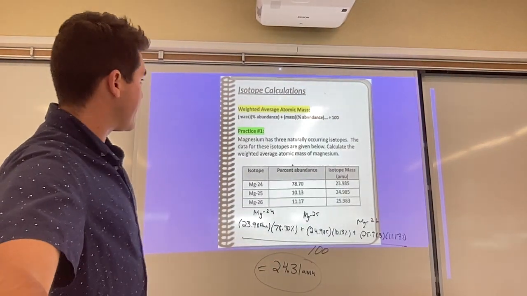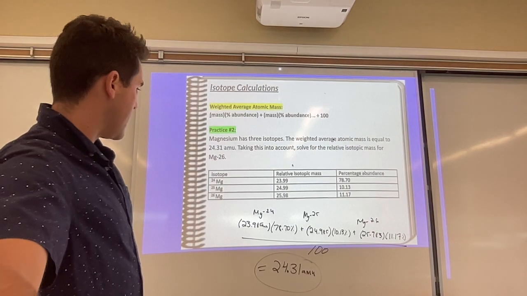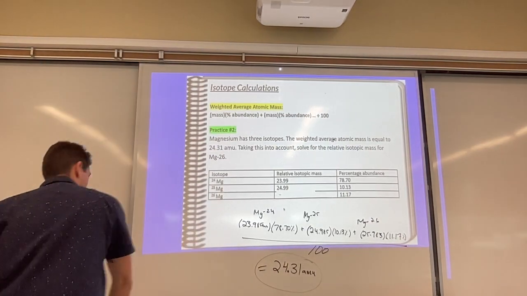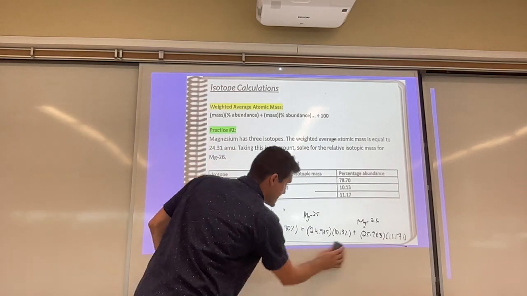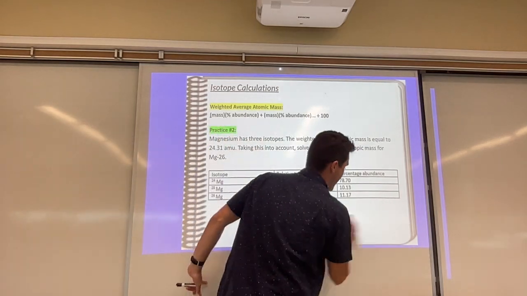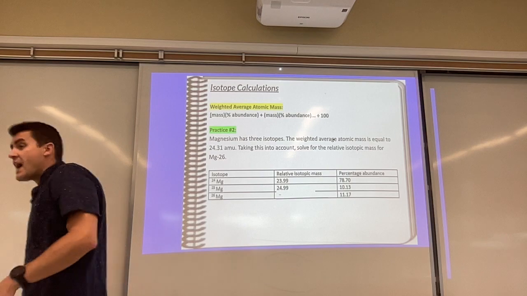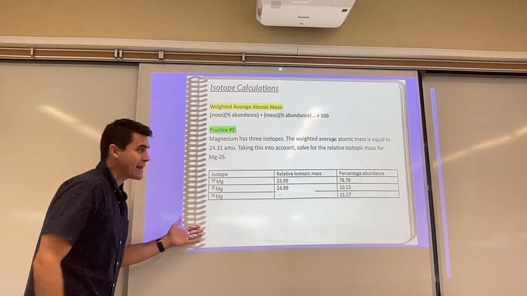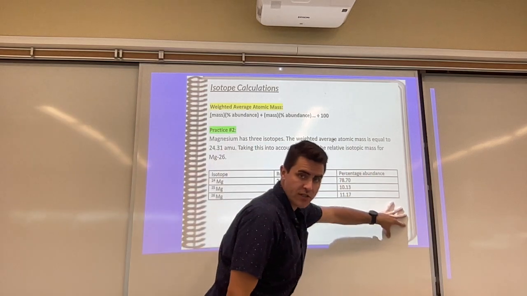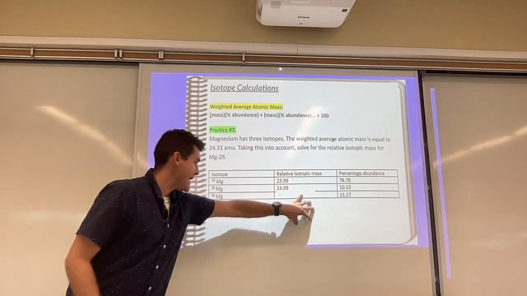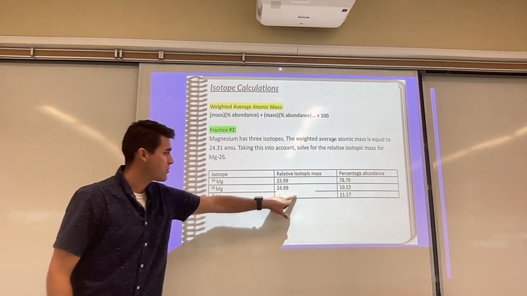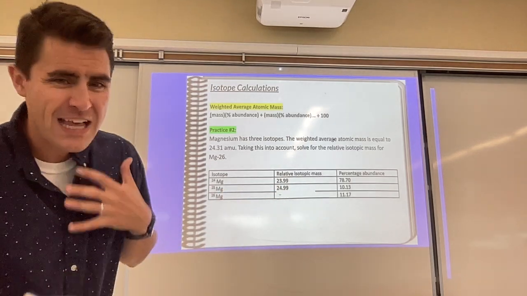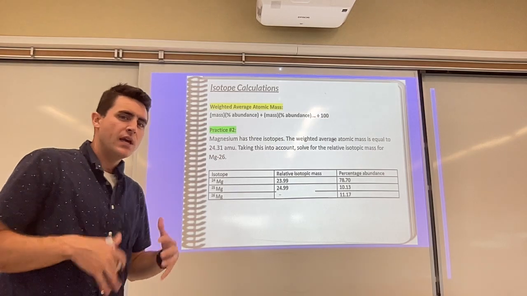A different practice problem we'll see sometimes is I do not give you a relative isotopic mass. Instead, I give you an average atomic mass, and I ask you to find what that isotope weighs. In this case, we have magnesium again, with the same percent abundances and the same masses. I want you to find what you think the relative isotopic mass of magnesium 26 is. Let's set up our equation and see what we've got.